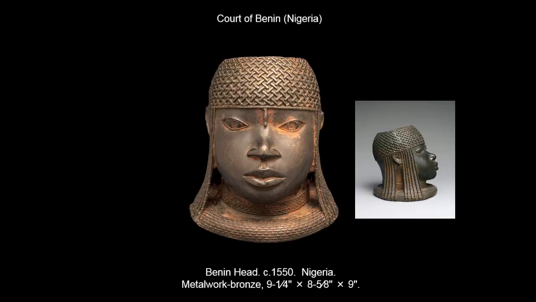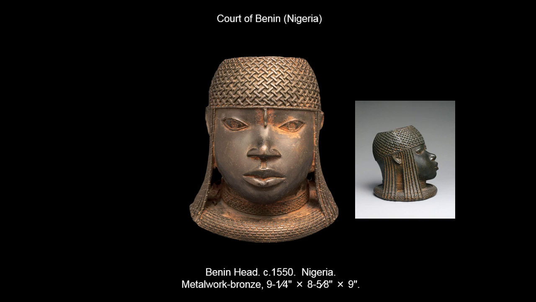Okay, so here's one of the more common objects that you would see coming out of the court of Benin, which was an actual legitimate kingdom. They can trace their lineage all the way back to the 13th century, but they really flourished in the 15th and 16th centuries. As you can see here, this is just simply known as a Benin head. It is made out of metalwork, specifically some sort of bronze alloy. This is a hollow wax cast sculpture, meaning that this is a lost wax sculpture made of bronze. And as you can see, it's about 9 inches all around.